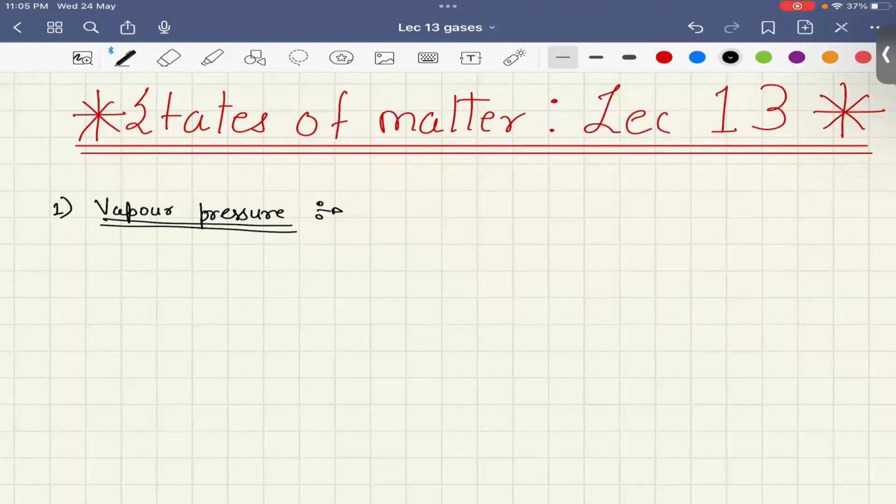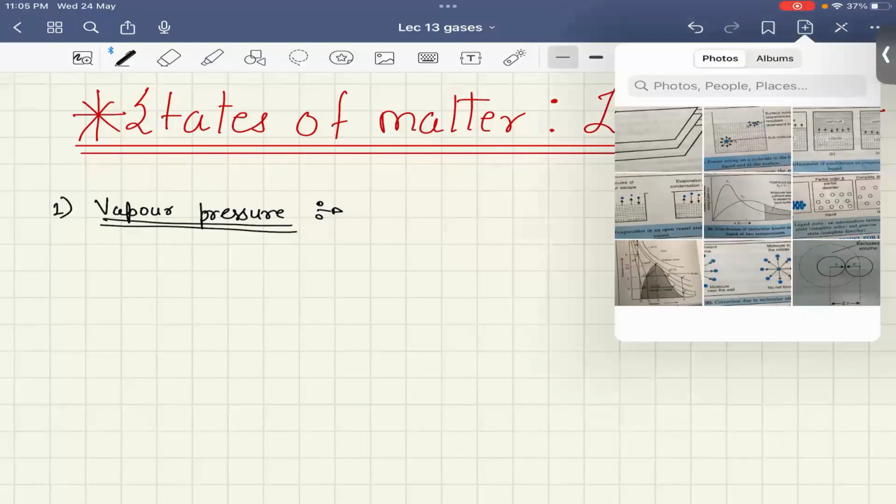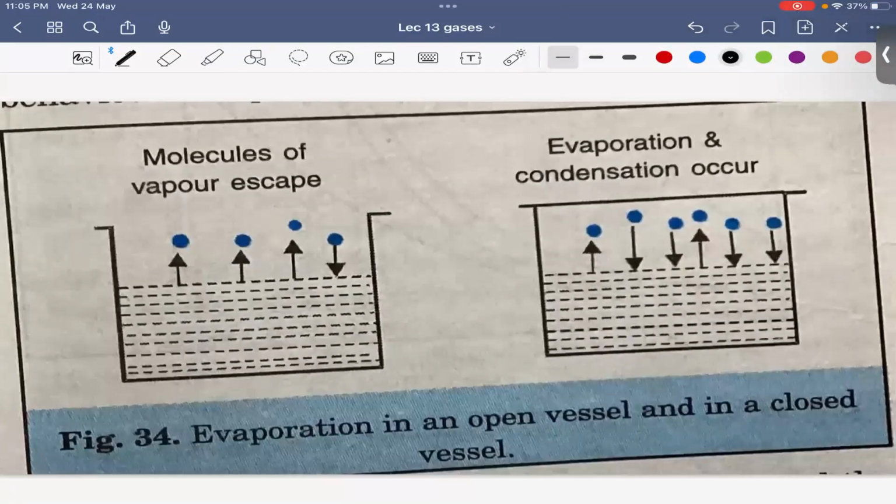In order to understand this, let me drag a picture. So let us understand this picture. Let us consider this is system A, this is system B. Initially, the system contains only liquids. So let us understand evaporation in an open vessel and closed vessel. When the container which contains the liquid is exposed to the atmosphere, the molecules of the liquid go from liquid to gaseous state. Whereas when we close the container, the molecules of the liquid go into vapor state and an equilibrium is reached, and that is what is called vapor pressure.